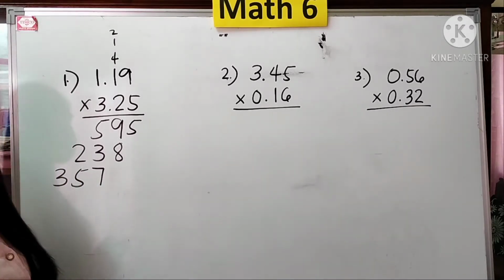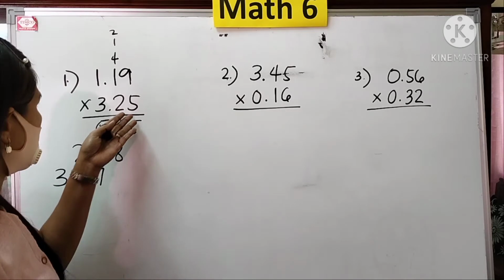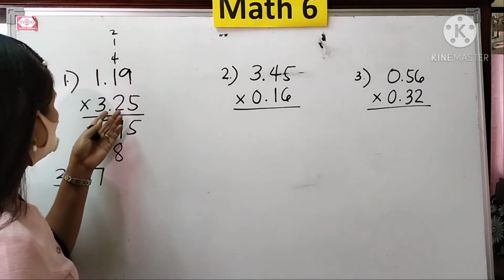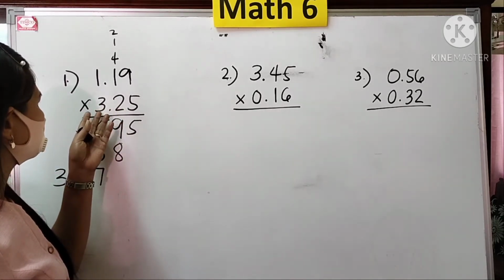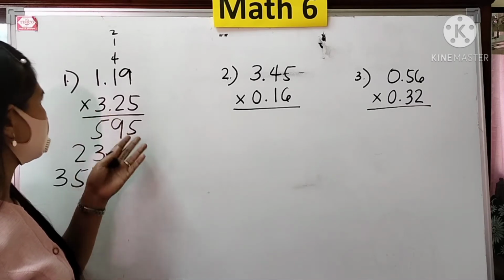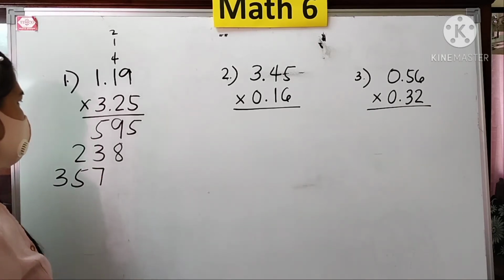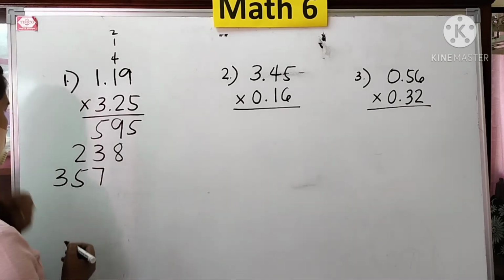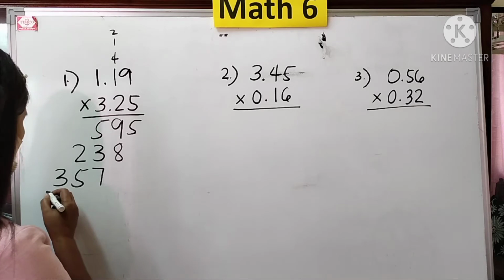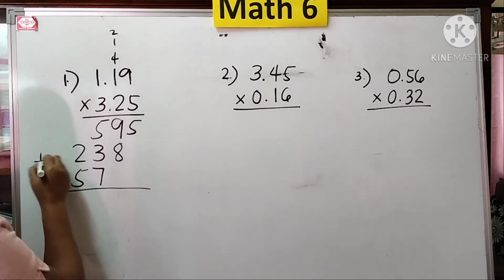So we have here 3 partial products because our factor or multiplier is composed of 3 digits. So we have 3 partial products here. After you find the partial products, you may now proceed to addition.